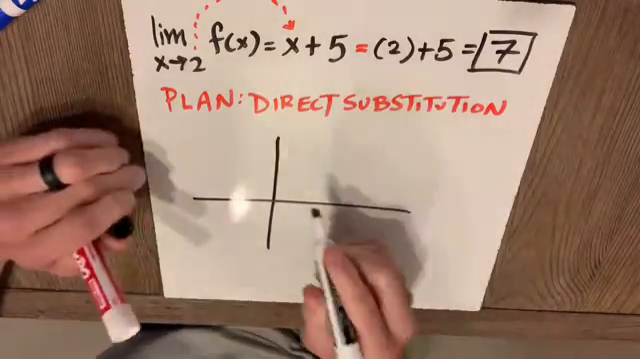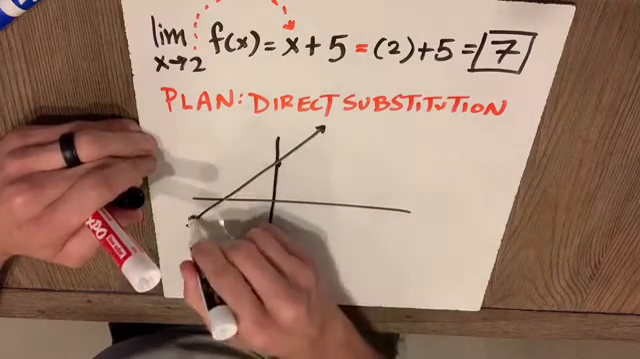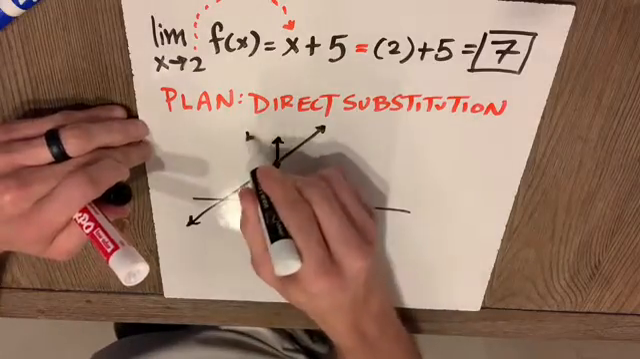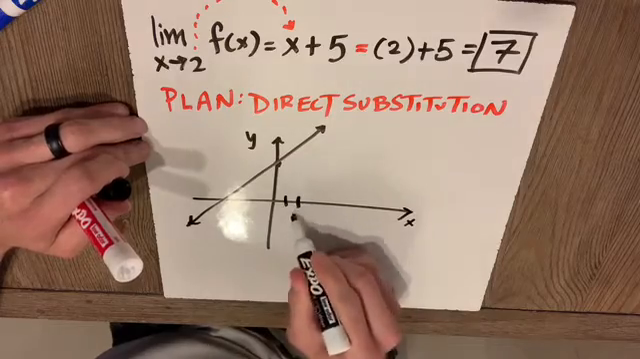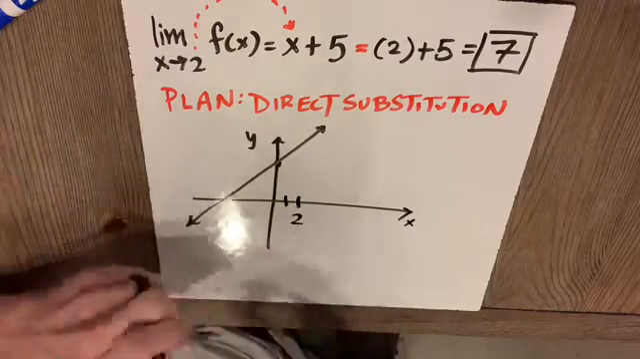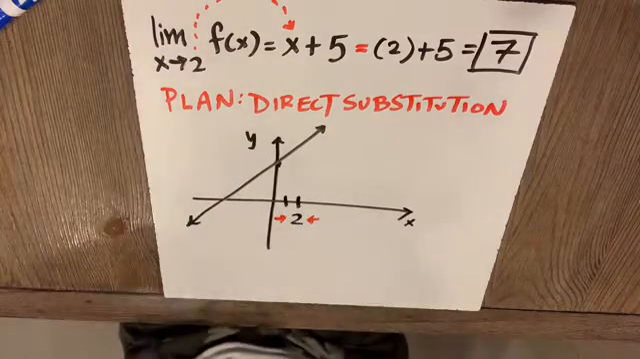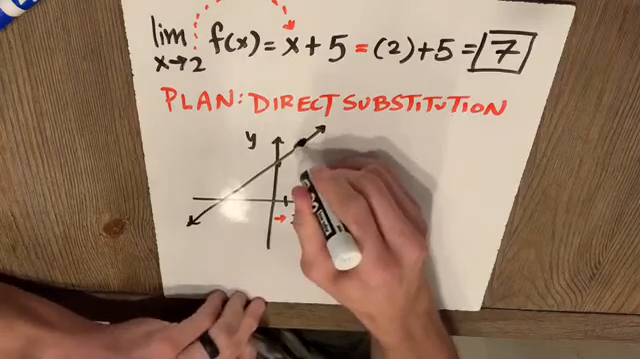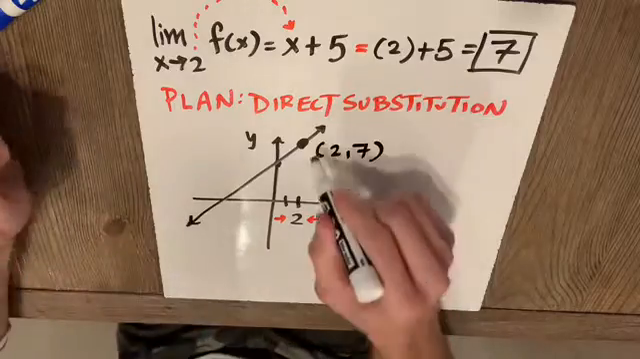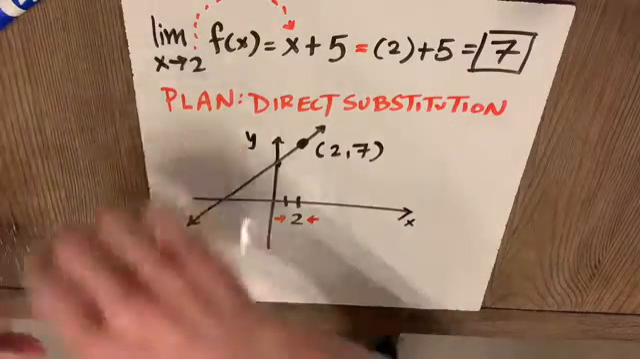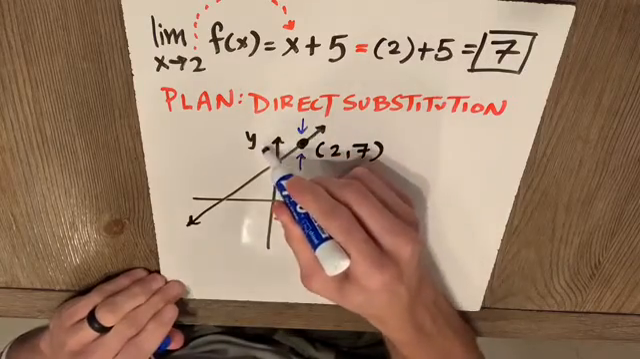Our function is x plus 5: y-intercept of 5, slope of 1 over 1. So this is what our graph looks like, y and x-axis. We're saying, as x squeezes in on 2 from both sides, the right and the left, what is the trend in y? If direct substitution works, then we get a point on our graph. And I hope you can see that the y values are squeezing towards 7.